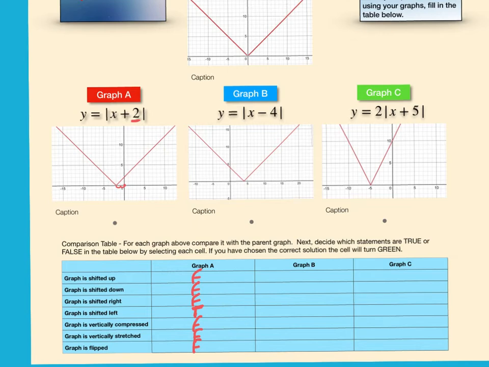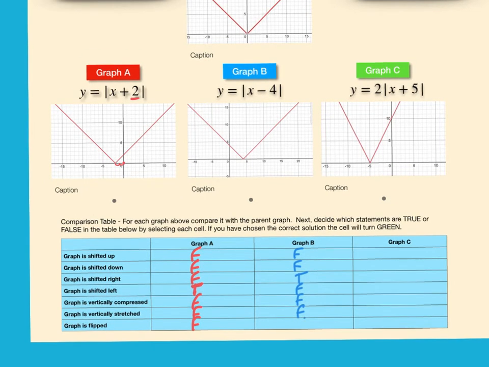Okay. So this one is absolute value of x minus 4. So what happened here? Did it shift up? No. Down? No. Right? Yes, it did. It didn't shift left. It didn't stretch or compress, and it did not flip upside down either. So the only thing that happened was that it shifted to the right.